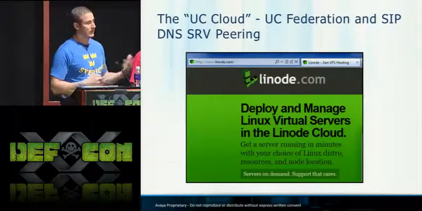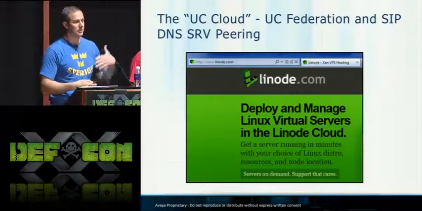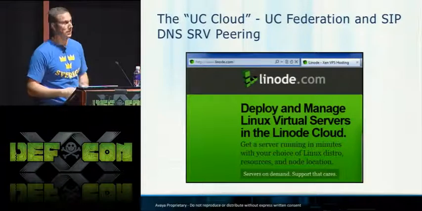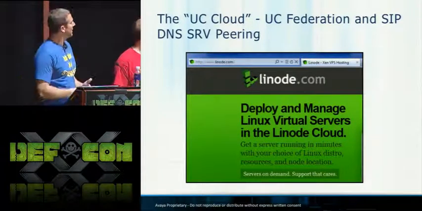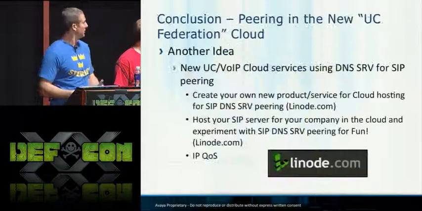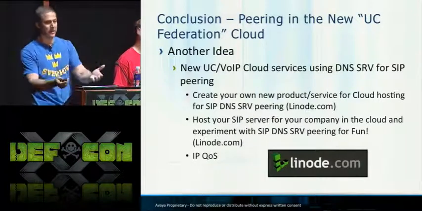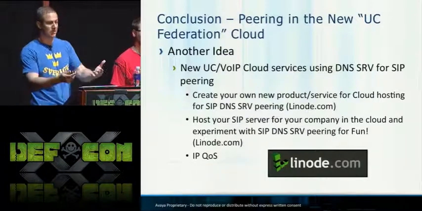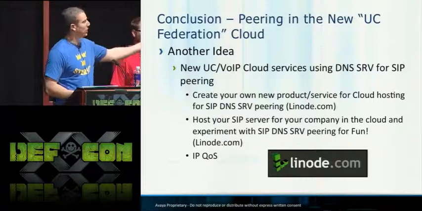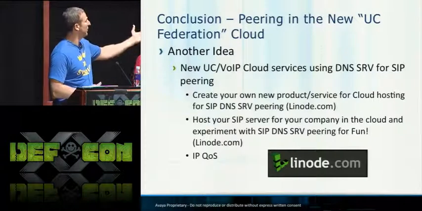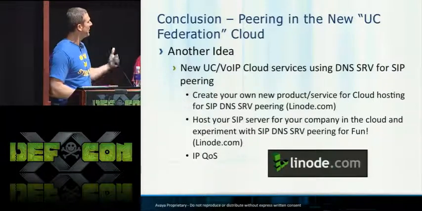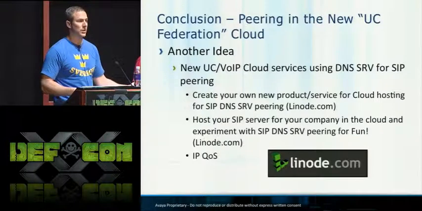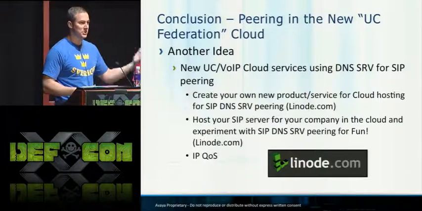One more thing. This is pretty cool. Linode.com, we found these guys. So you create your own UC Federation and SIP DNS SRV peering service. We're giving this idea away to you guys. Go out and make some money. Go out and start playing around with Linode.com and Asterisk. Create your own new product or service. Create a hosted DNS SRV service in the UC cloud.